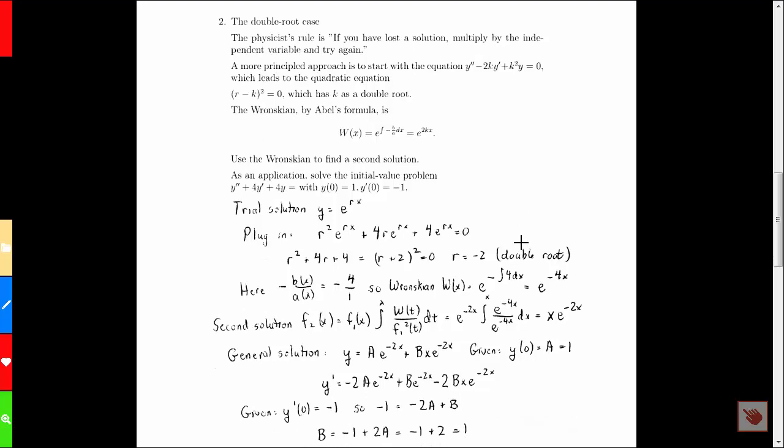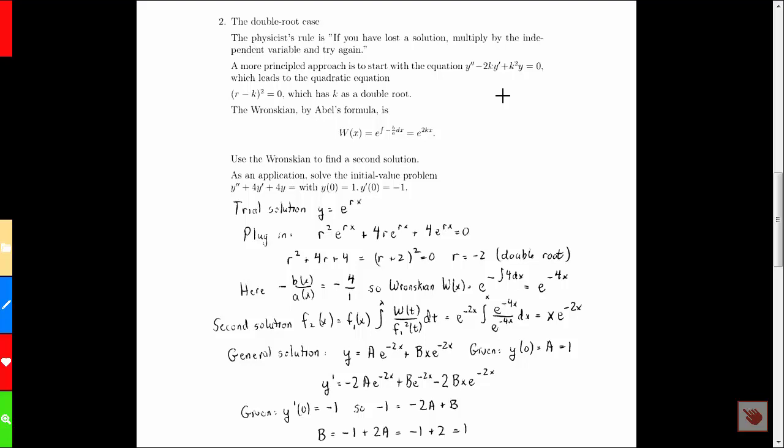But there's a case we have to worry about. Sometimes a quadratic equation has only a single real root. The rule that's taught for dealing with this case in a physics course is: if you've lost a solution, multiply the solution that you found by the independent variable, plug it in and try again. It's guaranteed to work.